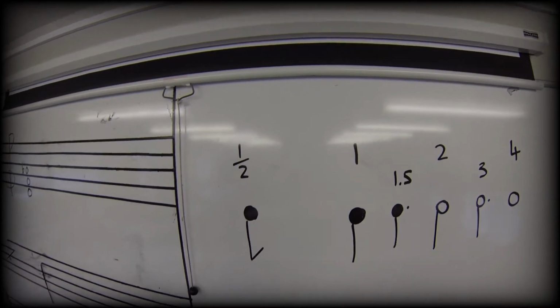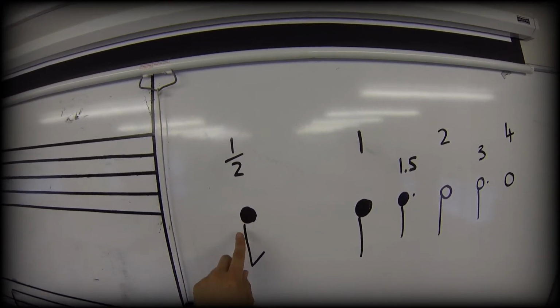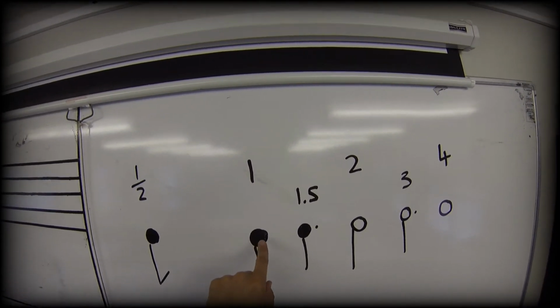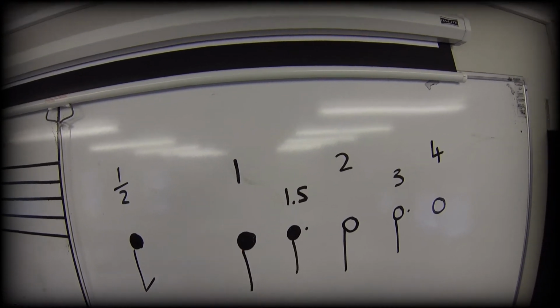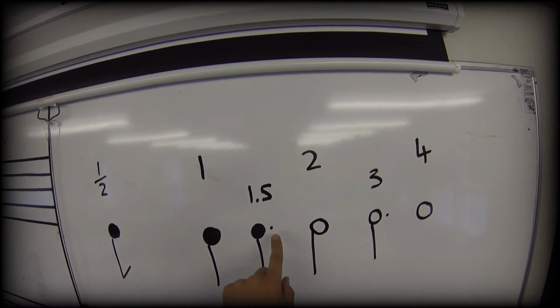So therefore, we have a half a beat note, solid note head, stem, beam. A 1-beat note, solid note head, stem. A 1.5, solid note head, stem with a dot.